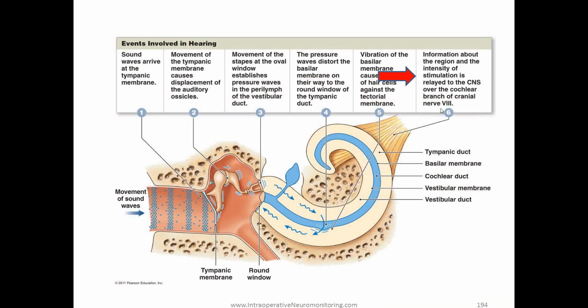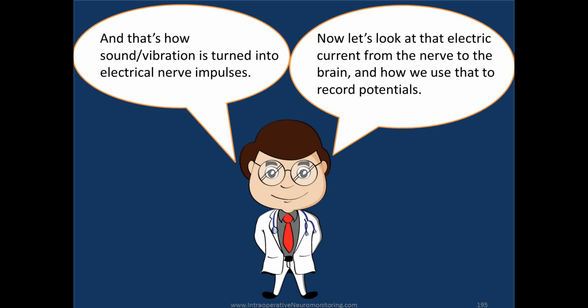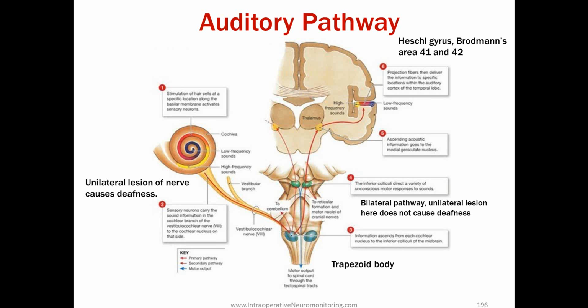And that brings us to the last event: information about the region, the base or the apex, and the intensity of the stimulation is relayed to the central nervous system over the cochlear branch of the cranial nerve. So that's how we take a sound or a vibration and turn it into an electrical impulse. Now let's look at that electrical current from the nerve to the brain and how we use that to record potentials. So the first one here is just kind of a gross review of what we just said.